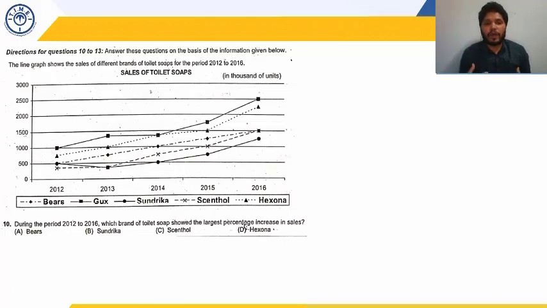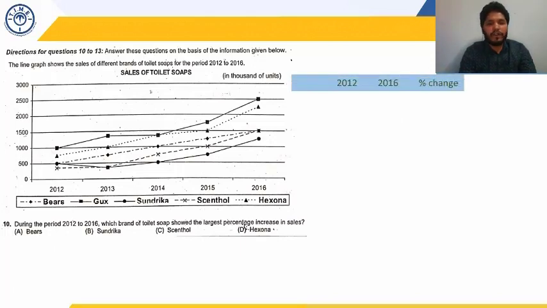Before starting this question, whenever we read a question in DI, just read it along with the options. Why read it along with the options? Because the question is asking, from 2012 to 2016, which brand has shown the largest percentage increase. If you blindly start solving it for all 5 toilet soaps, but the options are only 4, you need not calculate for one of them. Which is not in the options? Gux is not in the options, so you need not check for Gux. So we have to check 4 of the 5 toilet soaps, which are Beers, Sundrika, Synthol and Hexona, to see which has the largest percentage change.